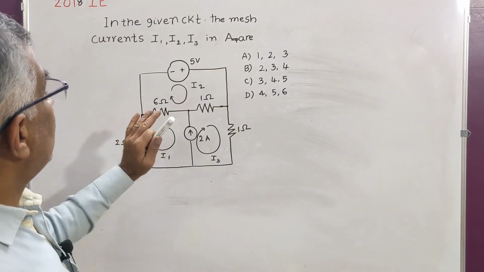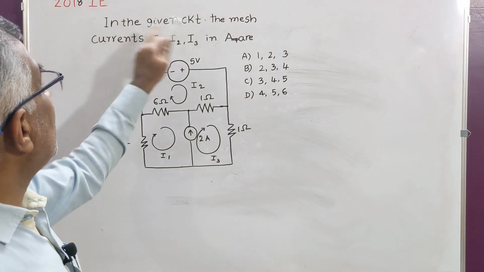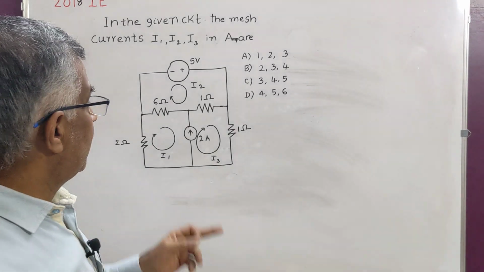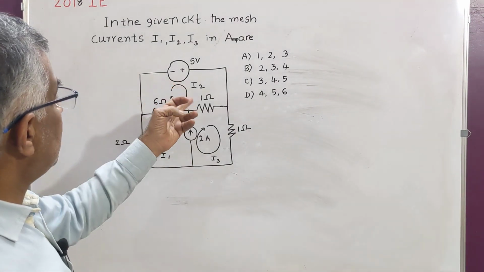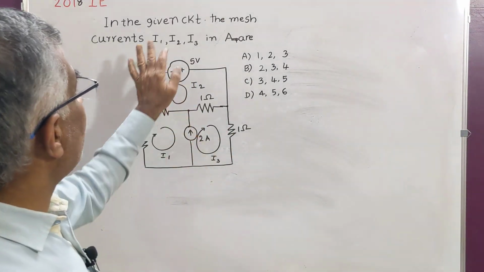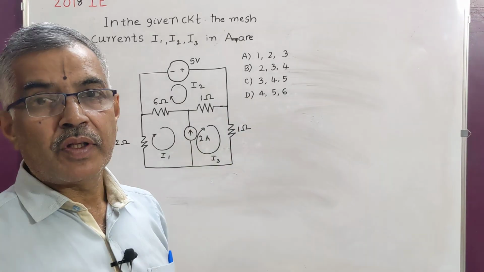You are given a circuit. In the given circuit, the mesh currents I1, I2, I3 in amperes are. This is I1, this is I2, this is I3. I1, I2, I3 are mesh currents. You are required to find I1, I2, I3.